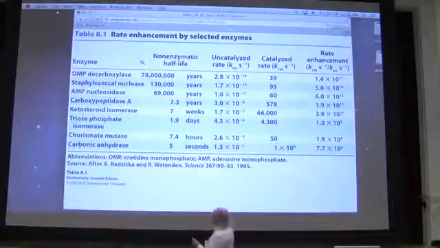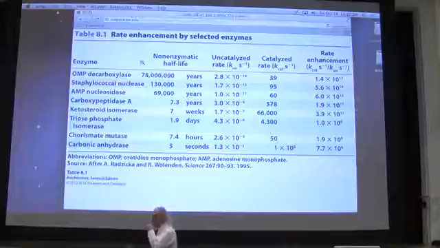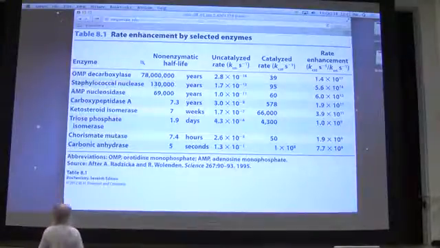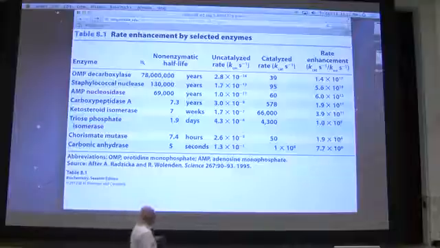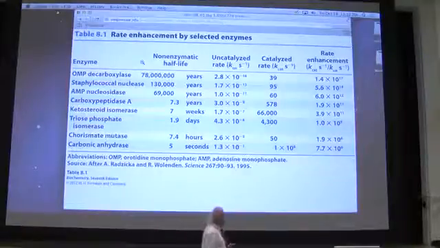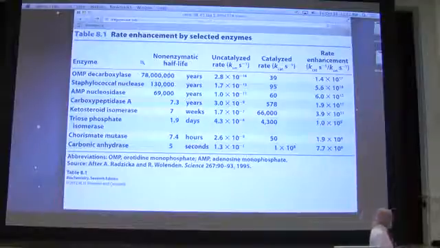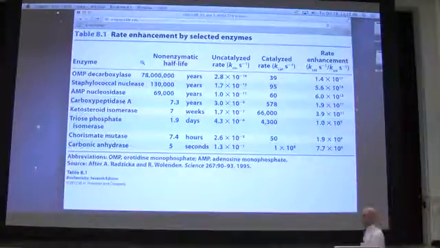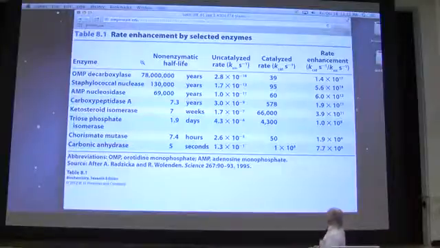So here's an enzyme called OMP decarboxylase, all right? We'll talk about it next term when we talk about how nucleotides are made, all right? This enzyme catalyzes a reaction that if we were to look at the same reaction in the absence of the enzyme, the half-life of that reaction would be 78 million years. Okay? 78 million years. All right?